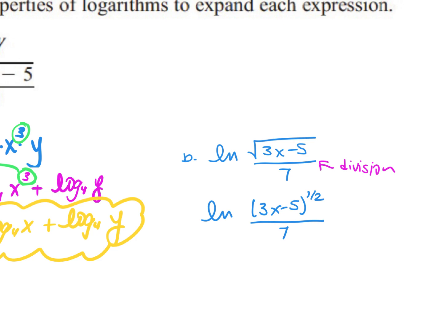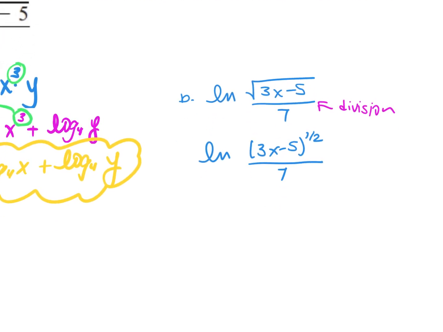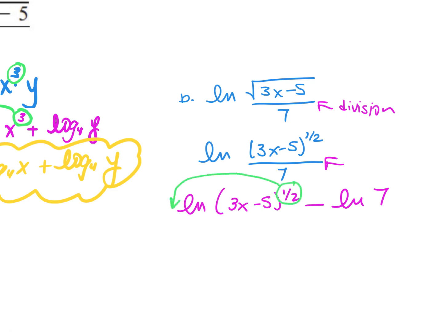It's going to become a what? Coefficient. Okay, so when we pull everything apart, everything gets its own natural log now. So I'm going to write ln of (3x minus 5) to the 1/2. Some of you are like, can I just put the 1/2 in front? Yes, I'm just not going to do it right now. And then what sign comes since I have division right there? Good. Minus ln of 7. Now I have one more little step. What can I do? Take this 1/2 and it goes right here in front. So I have 1/2 ln(3x minus 5) minus ln of 7.